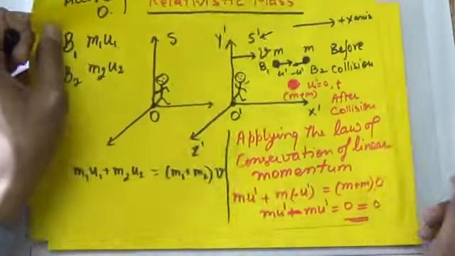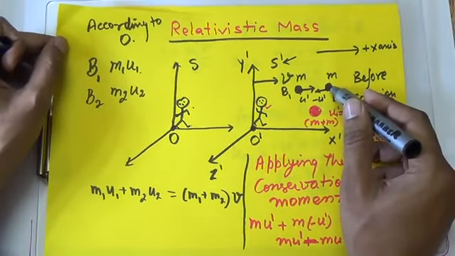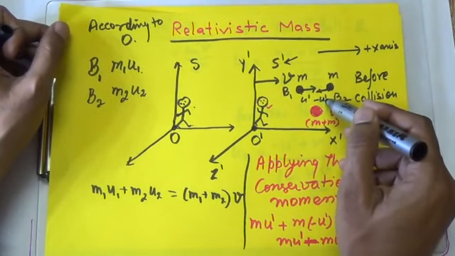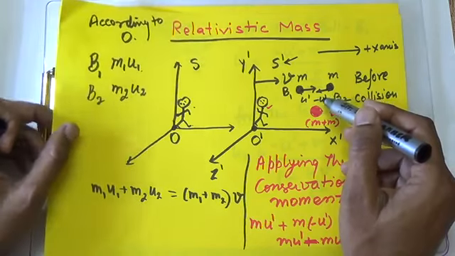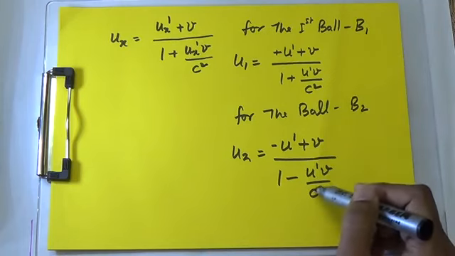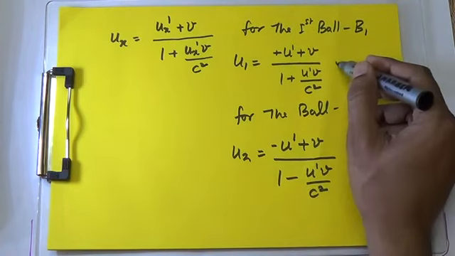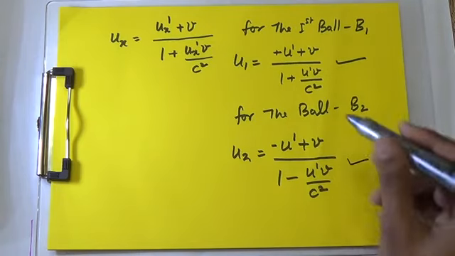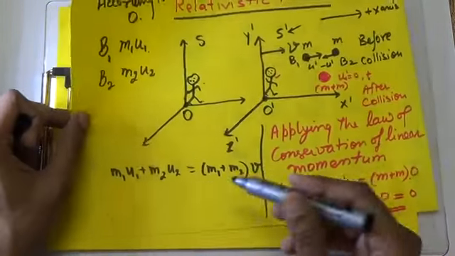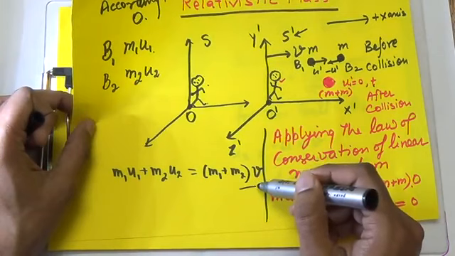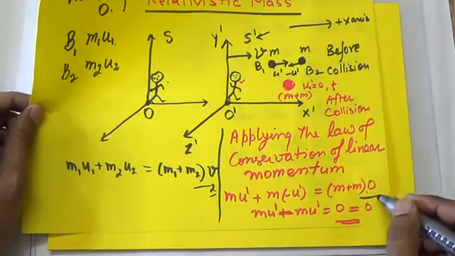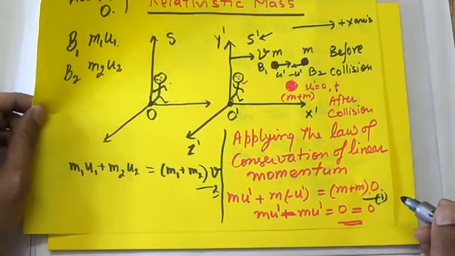So u2 is equal to, for this ball, that is b2, and according to this one, this is ux prime, that is minus u prime. So that's why we are taking here u2 is equal to minus u prime plus v upon 1 minus u prime v upon c square. Now from this equation and this one, we have to put the value of u1 and u2 in this particular equation. Suppose this is equation number 2, and this was the equation number earlier which we had discussed for the O prime observer, that was 1.